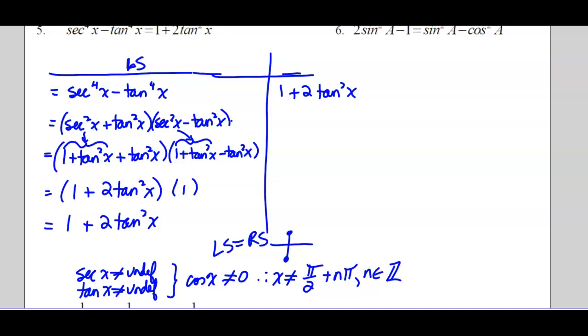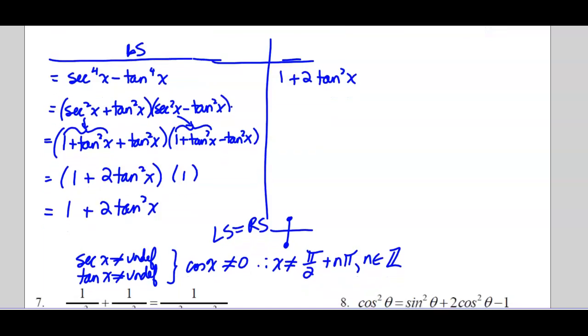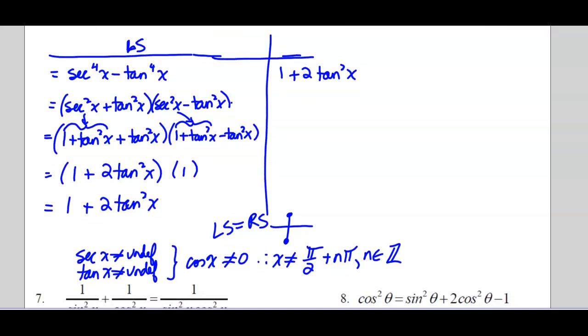That's not right. Cosine is 0 at pi over 2. Oh wait, sorry, what am I doing? Yes, sorry.